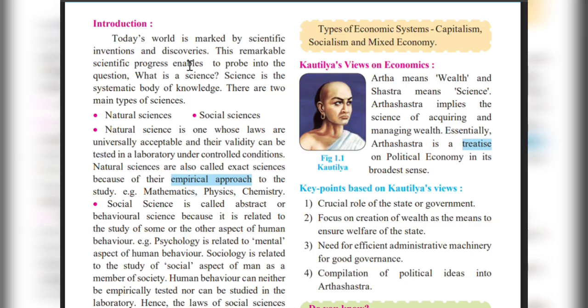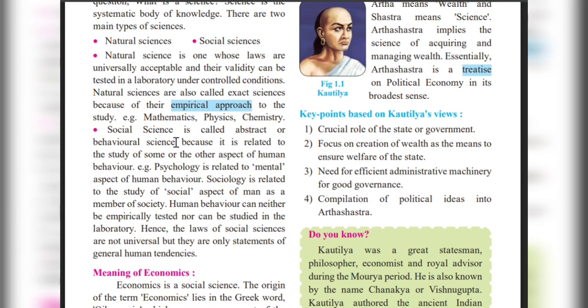Economics is a social science. Science means a systematic body of knowledge, and there are mainly two types of sciences, natural sciences and social sciences. Natural science studies nature and physical things like physics, chemistry, biology, but social science studies human behavior and society. Psychology is related to mental aspects of human behavior. Social science is called abstract behavioral science because it is related to the study of some aspects of human behavior. Economics comes under social science because it studies human wants, human choices, production, consumption, income, wealth, and use of resources. So economics is directly connected with our daily life.